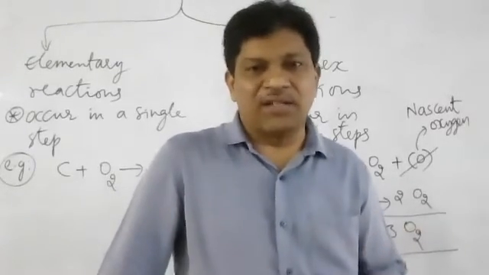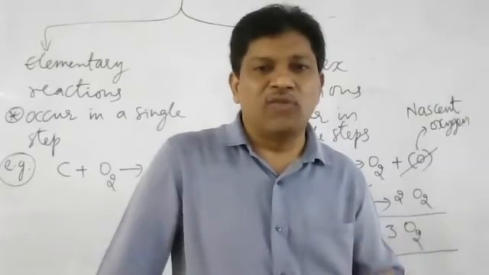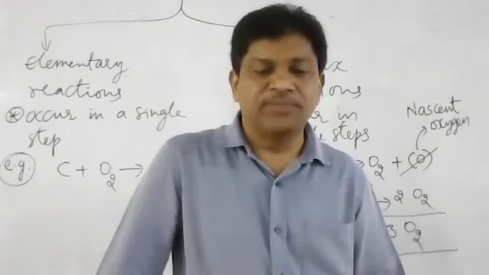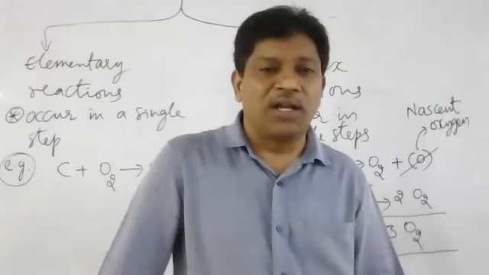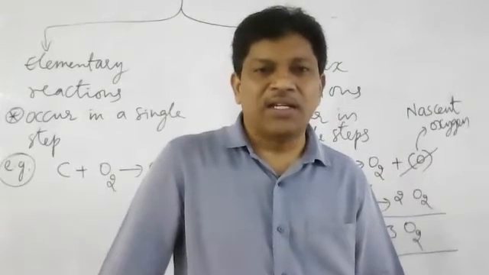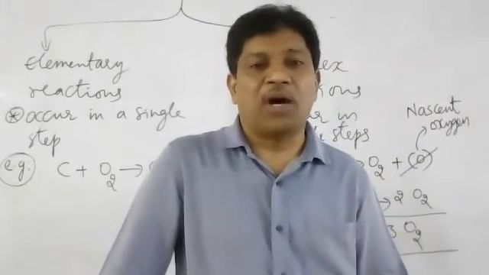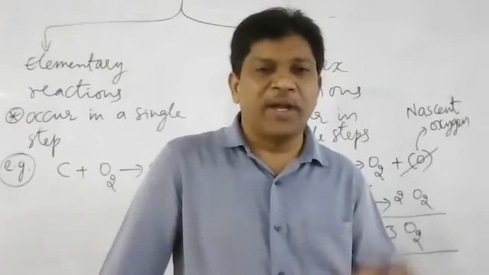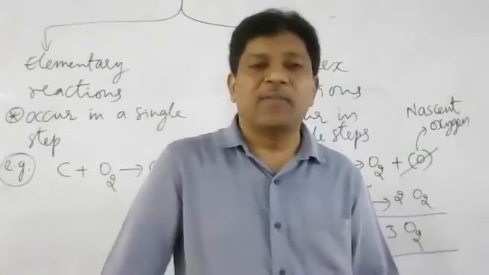In a complex reaction, the slowest step is called the rate determining step. Rate, R-A-T-E, rate determining step. In brackets, RDS as the short form. RDS stands for rate determining step. The slowest step is the rate determining step.